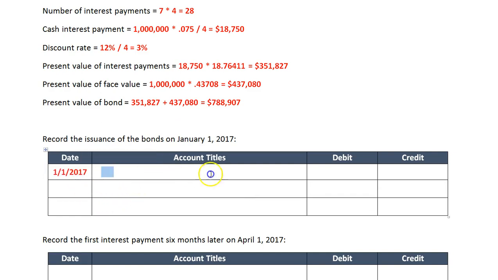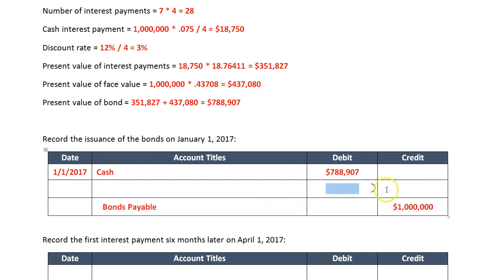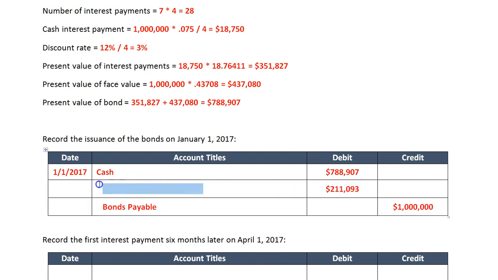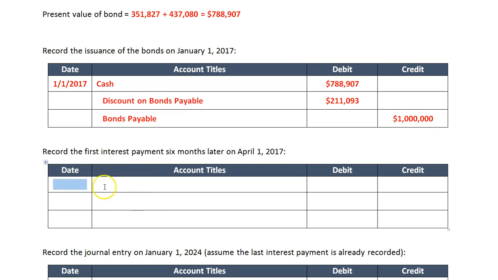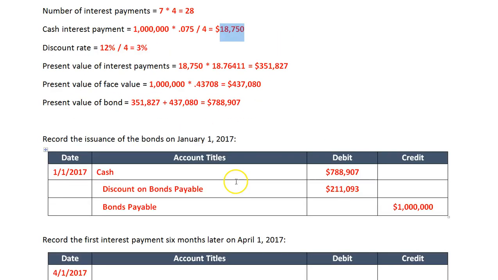All right, we're going to issue the bonds. We're going to collect the cash equal to the present value. We're going to have bonds on our books for the face value. The difference is going to be on the debit side, so it's going to be a discount on bonds payable. On the first interest payment, we're going to pay out cash equal to the amount we're paying out every quarter, which is 18,750.